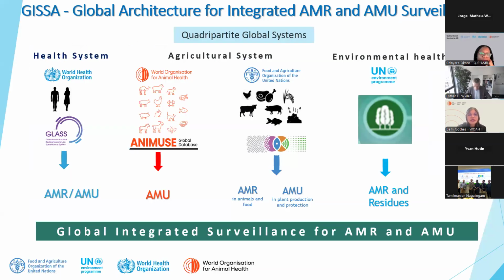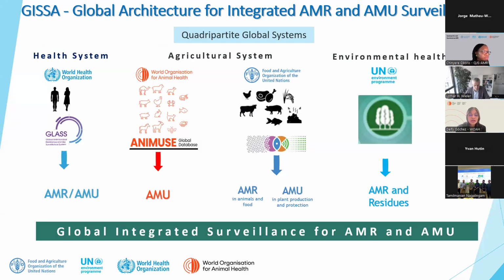Also, when we were discussing what information we currently have available, we already have different systems through the quadripartite organizations. For example, if you see from left to right, starting from WHO, we have GLASS. And what this global system is collecting is AMR and AMU data from the human sector.